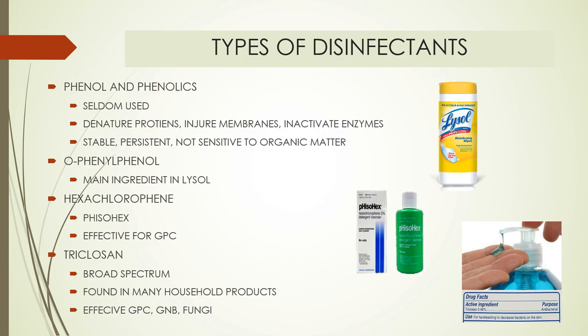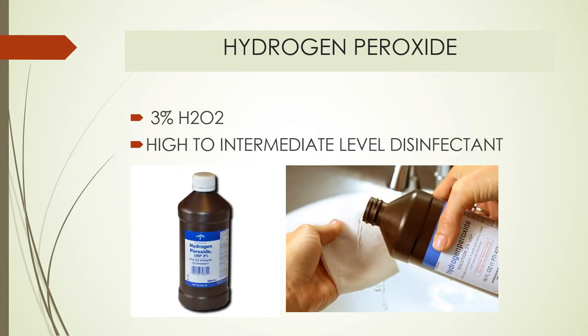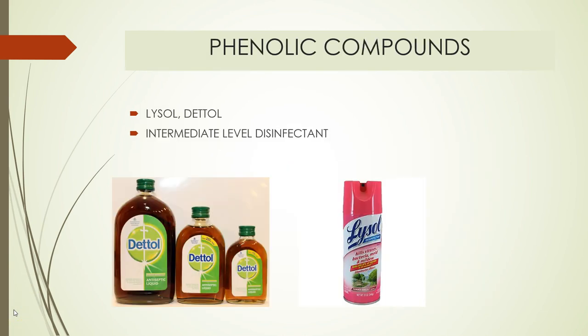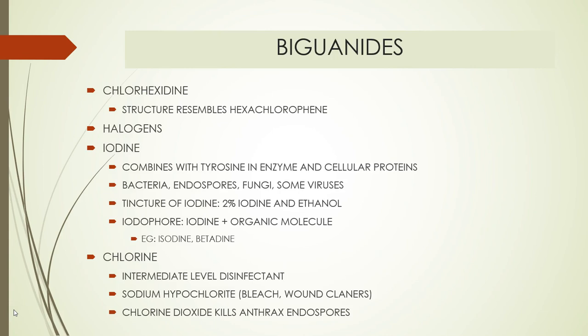Phenol compounds and phenolic compounds are seldom utilized. They do have the potential to injure patient tissues. They do inactivate enzymes. They are more effective in the presence of uncleaned organic matter. Hexachlorophene can be utilized as a disinfectant, particularly for gram-positive organisms, a little bit less effective for gram-negative organisms. Hydrogen peroxide is something that is frequently utilized in offices for disinfection. It gives us a high to intermediate level of disinfection when utilized. Some examples of phenolic compounds would be things such as Lysol or Dettol, and these provide an intermediate level of disinfection.